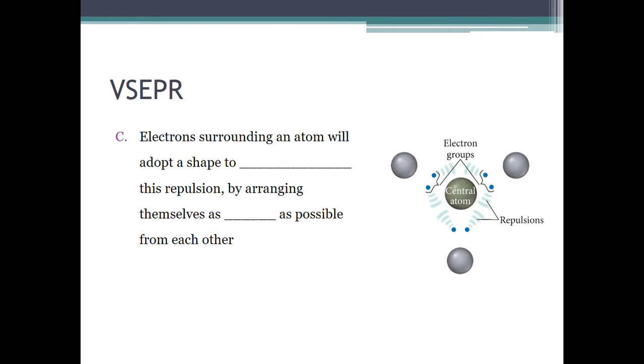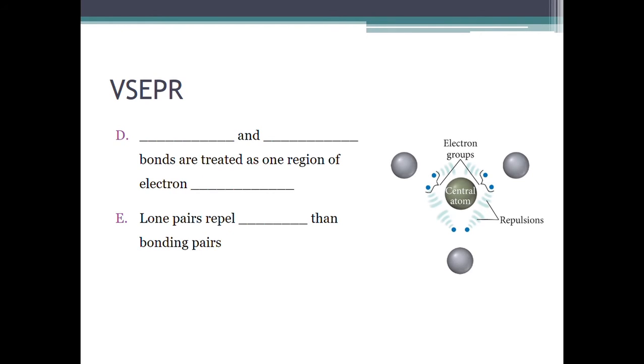So the electrons surrounding that central atom will adopt a shape to minimize that repulsion by arranging themselves as far as possible from each other. The farther apart they get, the less that force of repulsion is. We talked about Coulomb's law, and as distance increases, energy decreases. So if those electrons can get as far apart from each other as they can, that energy of repulsion goes down.